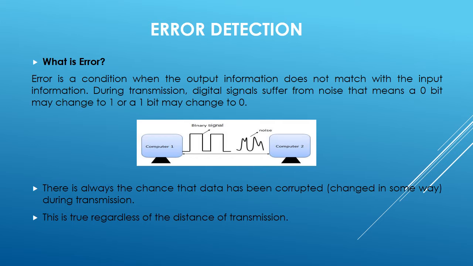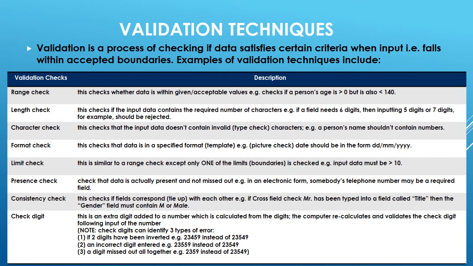There is always a chance that data has been corrupted, changed in some way during transmission. This is true regardless of the distance of transmission. To avoid having corrupted data, it is really important that computers check for errors and correct them wherever possible. There are several methods for error checking and detecting, with some being more effective than others. Validation techniques.